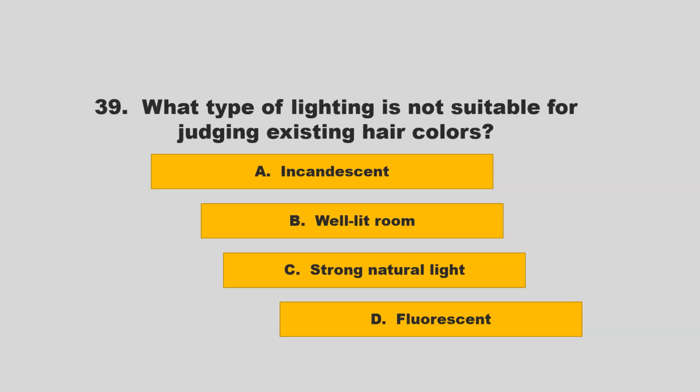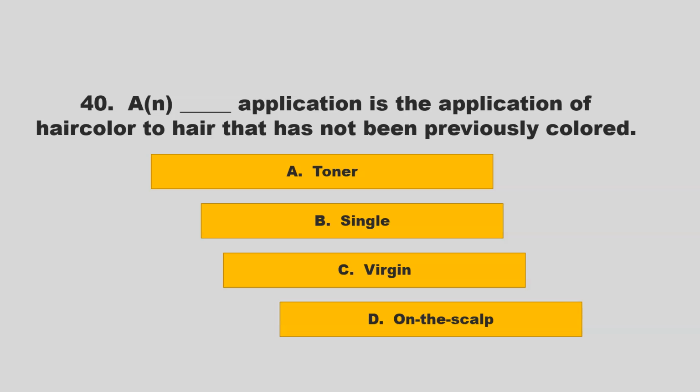What type of lighting is not suitable for judging existing hair colors? Is it incandescent, well-lit room, strong natural light, or fluorescent? If you chose D, fluorescent, you are correct.